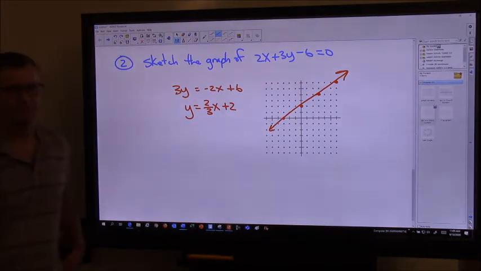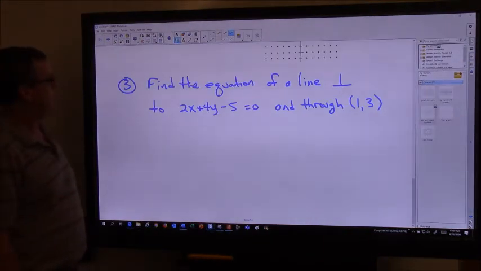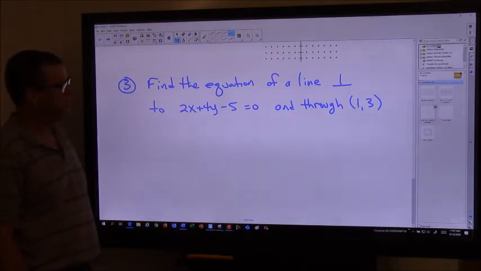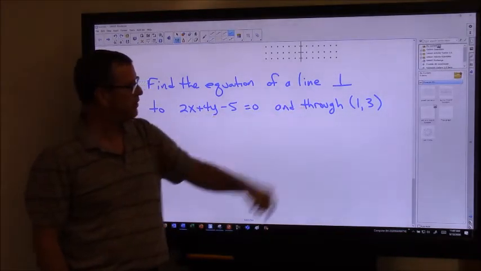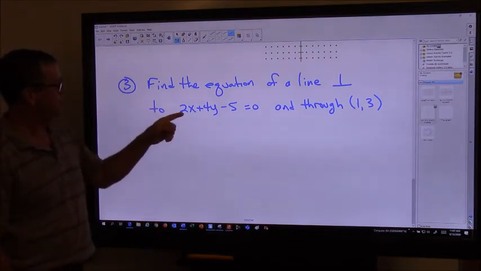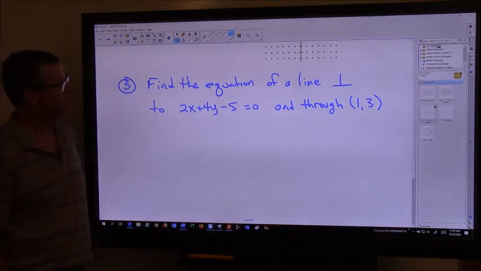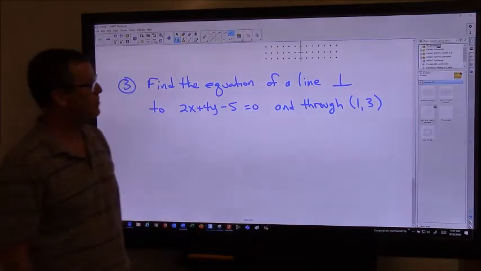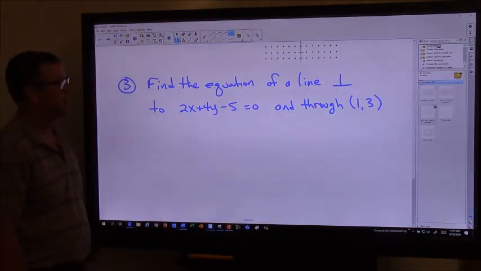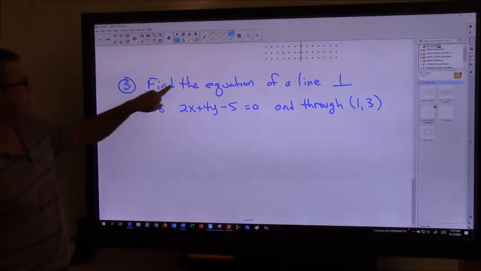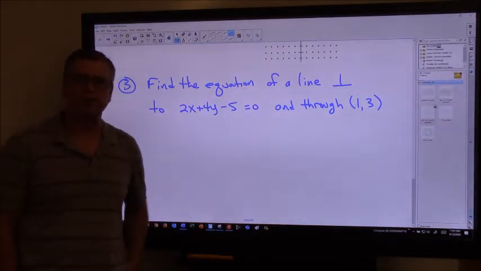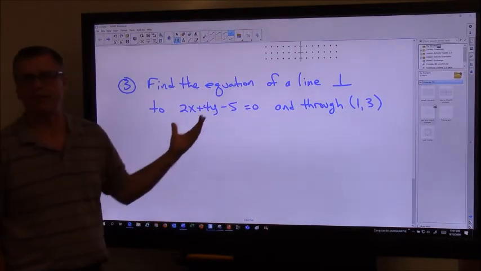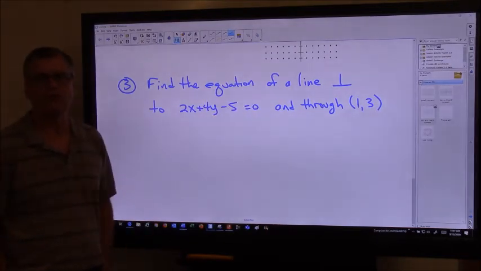There it is. All right, so for this problem, they're asking us to find the equation of a line perpendicular, remember that's the symbol for perpendicular, to this equation, 2x plus 4y minus 5 equals 0, and through the point (1, 3). So anytime I see those words, find the equation of a line, I know I need a slope and a point. I've already got a point. I just need to figure out what that perpendicular slope is. You guys go ahead and try it.